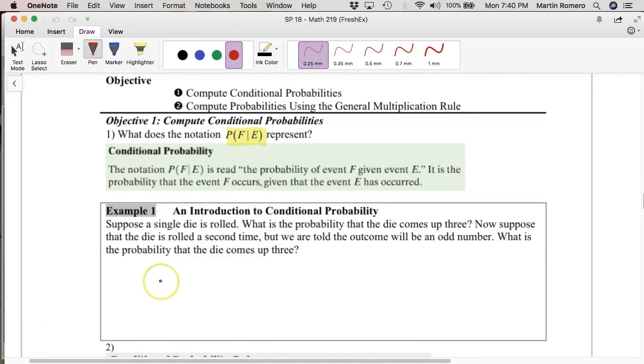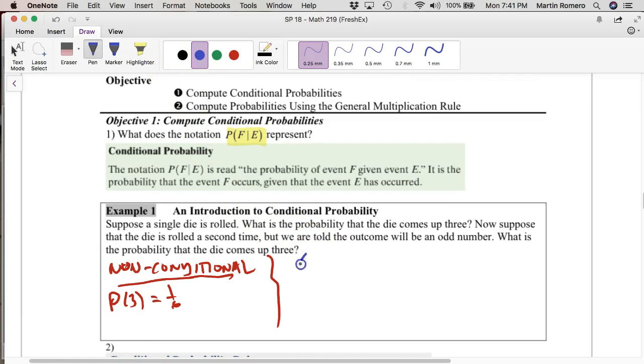And so just to give you an example of what I mean by conditional probability, suppose you roll a die. This would be a non-conditional probability, condition meaning that there is a condition. Non-conditional: what's the probability of rolling a 3? That's 1 out of 6. Easy enough. Now in this case over here, we have one that's conditional.